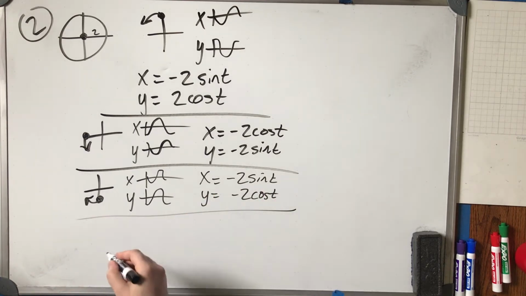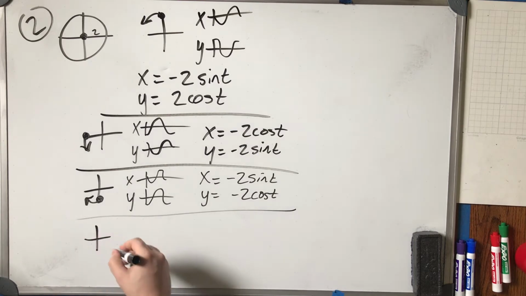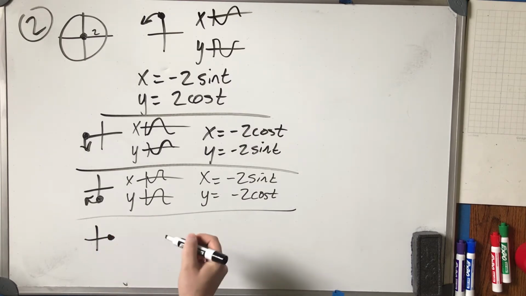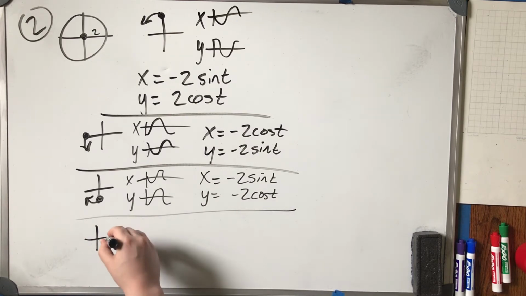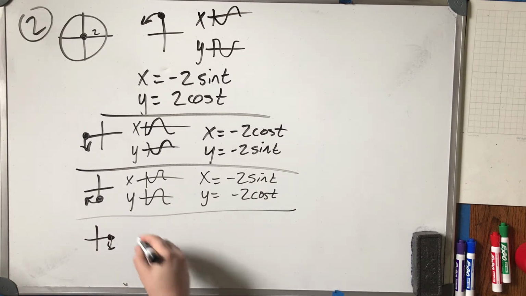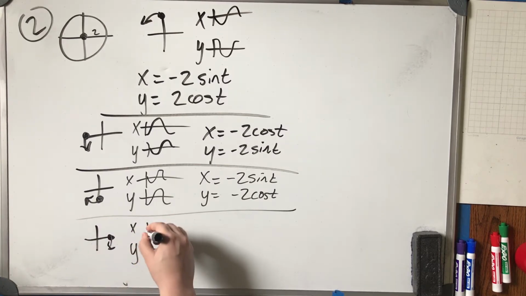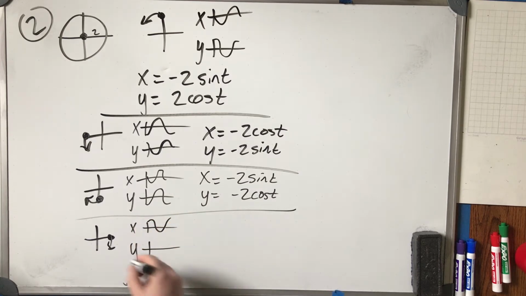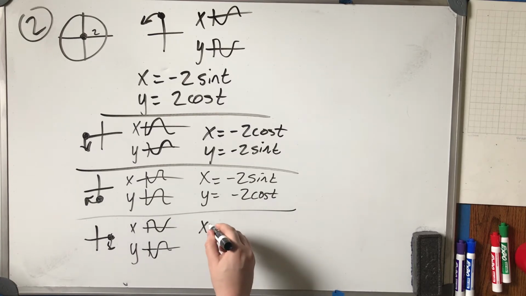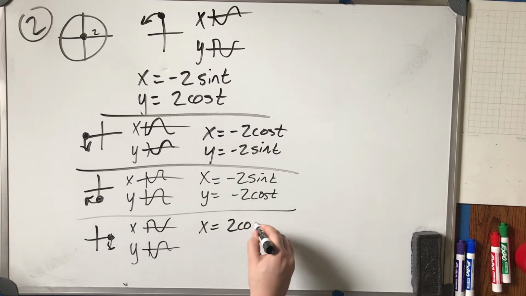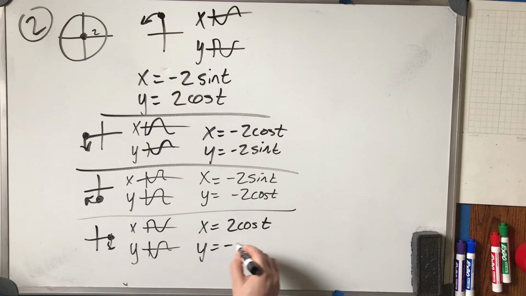Last but not least, we have starting at 2, 0, which I believe is over here, and we are going clockwise, so that way. Starting here, that means x is at a maximum, so x is going to be positive cosine. Y is going here and going down, so it will be negative sine. So I'll have x equals 2 cosine t, y equals -2 sine t. There you have it. That's 2, A, B, C, D.